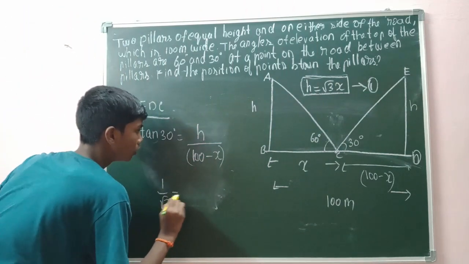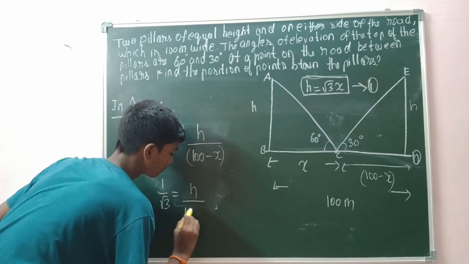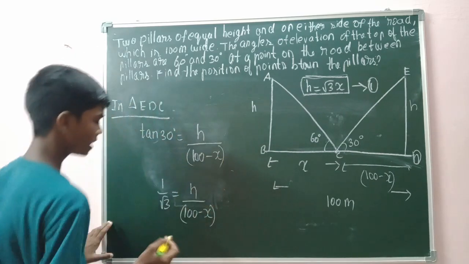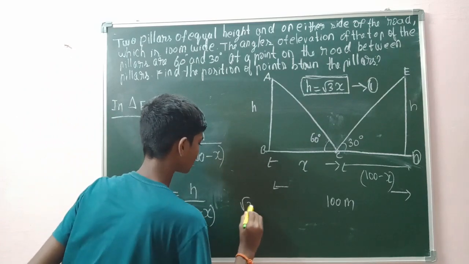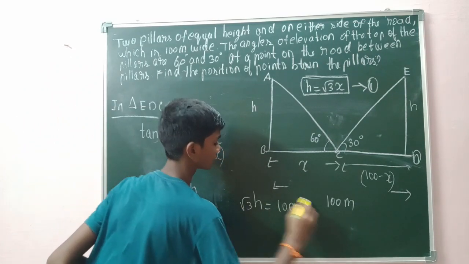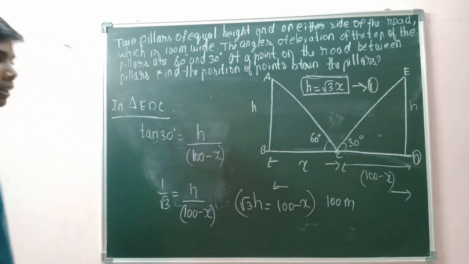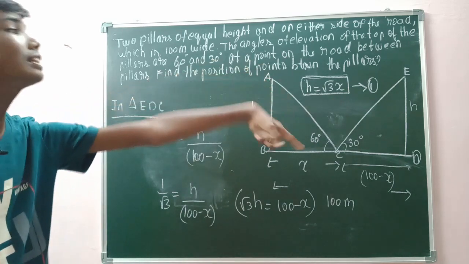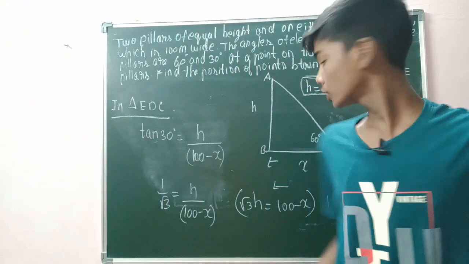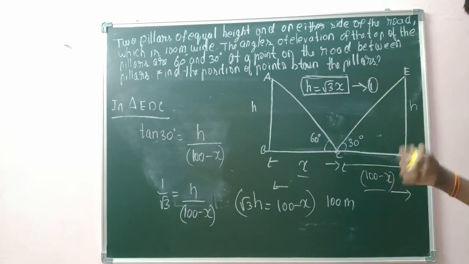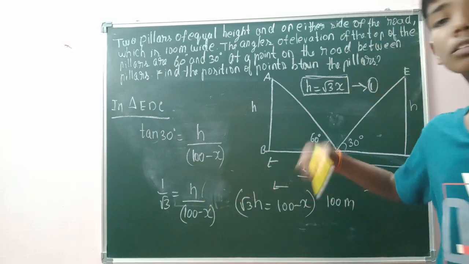Therefore 1 by root 3 will be equal to h by 100 minus x. Just cross multiply. Therefore we get root 3h equal to 100 minus x. Correct or not? Now please understand one thing. The question asks for the position of the point between the pillars. That means we need to find this x and this 100 minus x. So we need to change this h in terms of x.